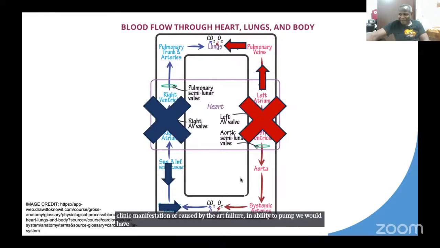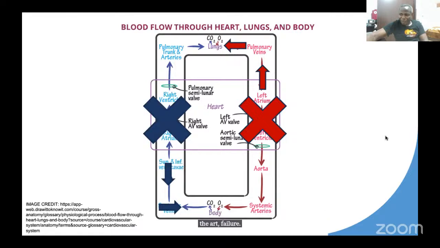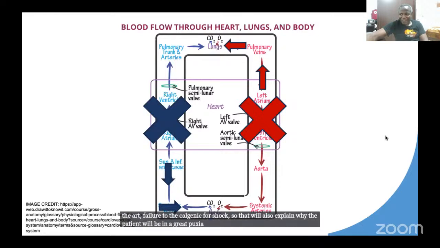This phenomenon is central to understanding the progression from heart failure to cardiogenic shock. That will also explain why the patient will be in hypoxia and will have some crackles because of pulmonary edema.